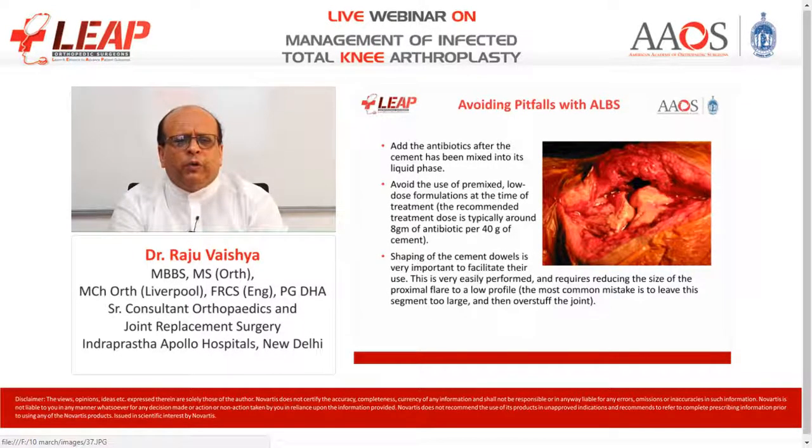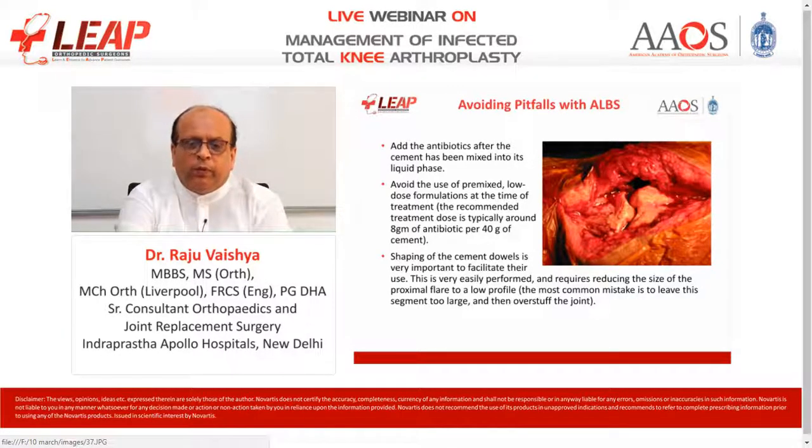Shaping of bone cement dowels is very important to facilitate their use. This is very easily performed and requires reducing the size of the proximal flare to a lower profile. The most common mistake is to leave this segment too large and then overstuff the joint, and this must be avoided.